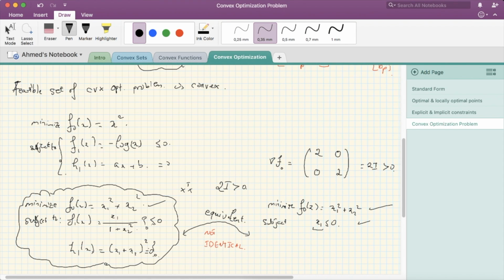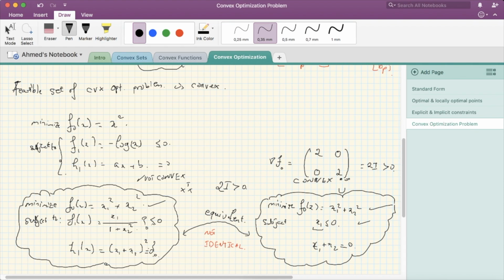And the constraint, which is x1 plus x2 square equal to 0. So it's equal to 0. What does that mean? It means that x1 is equal to minus x2, right? So I can come and say this. x1 plus x2 is 0. So if this guy is 0, then I'm sure that the square is 0. So those two problems are equivalent, but not the same. They're not identical. What have we done with this conversion? This is not convex, but this is convex. And we're going to put a smiley face here because the name of the course is convex optimization.